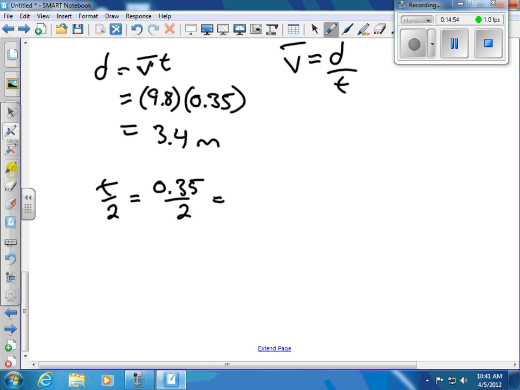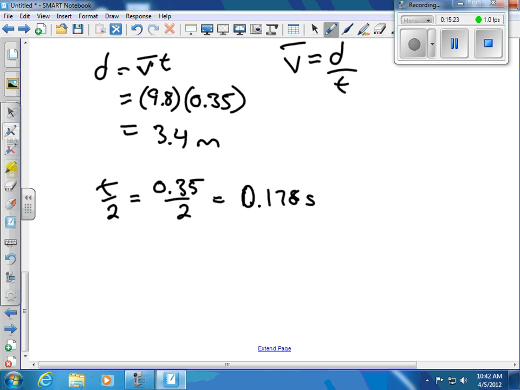We're finding our highest height, so it's half the time, right? That's 0.178 seconds.